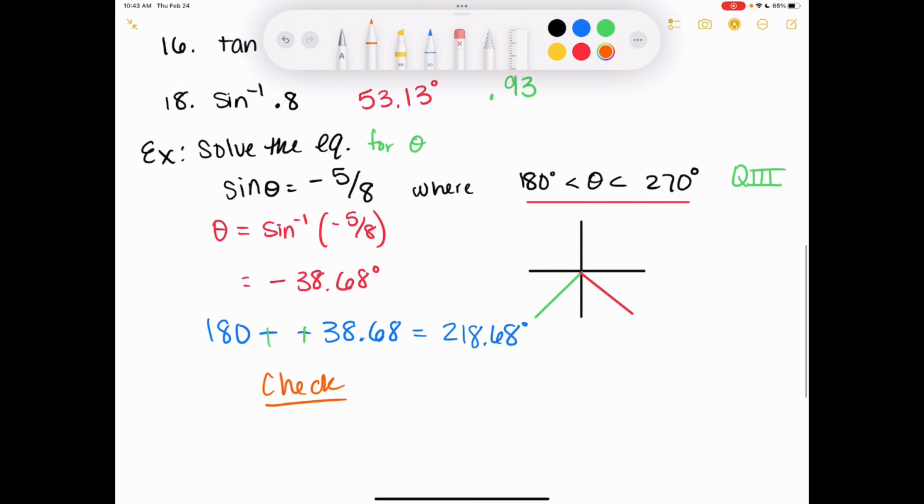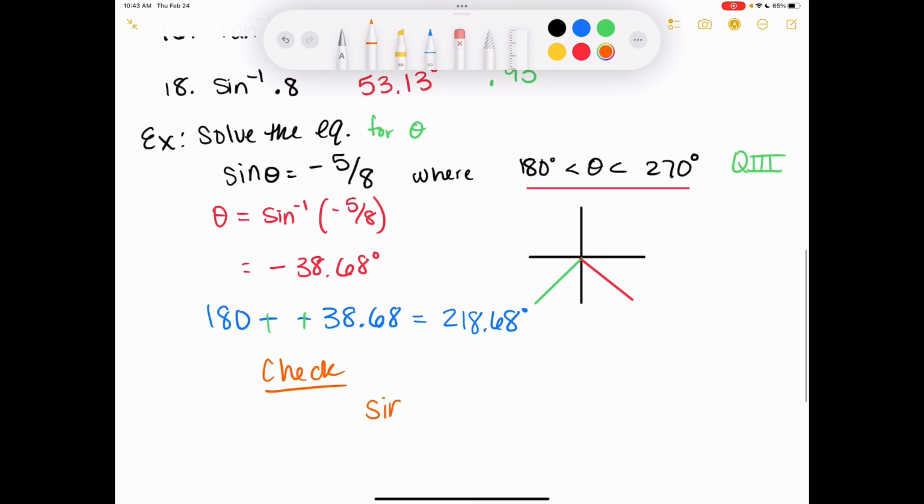So we're going to check it. To do that, we're going to take the sine of 218.68 degrees, and you're going to tell me what that's equal to. In degrees mode, negative 0.62. It's just a value, not degrees.